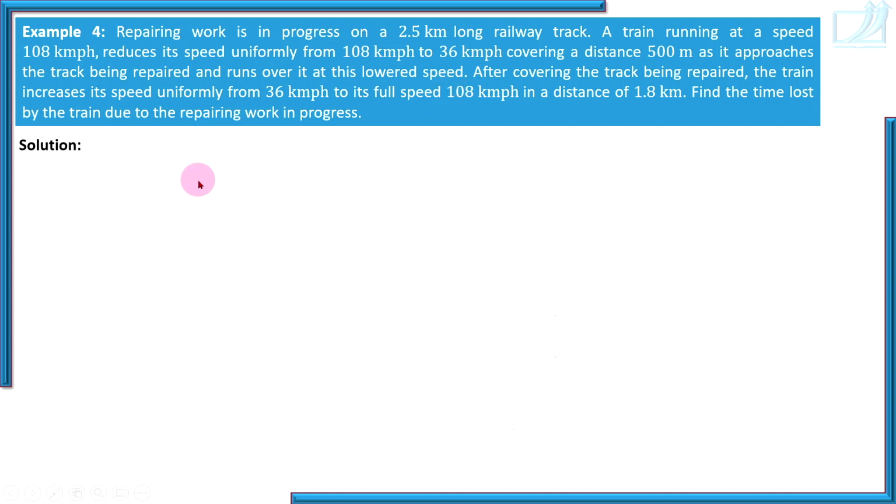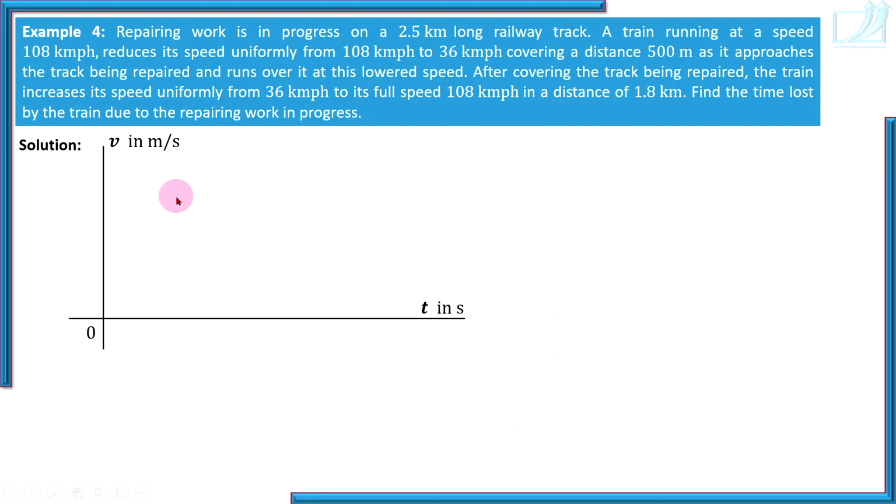Okay, so check here. First we'll draw the VT diagram. Along the x-axis time, along the y-axis velocity. The train is already moving with velocity 108 kilometers per hour. That 108 kilometers per hour is 30 meters per second. And then it reduces its speed to 36 kilometers per hour, that is 10 meters per second.